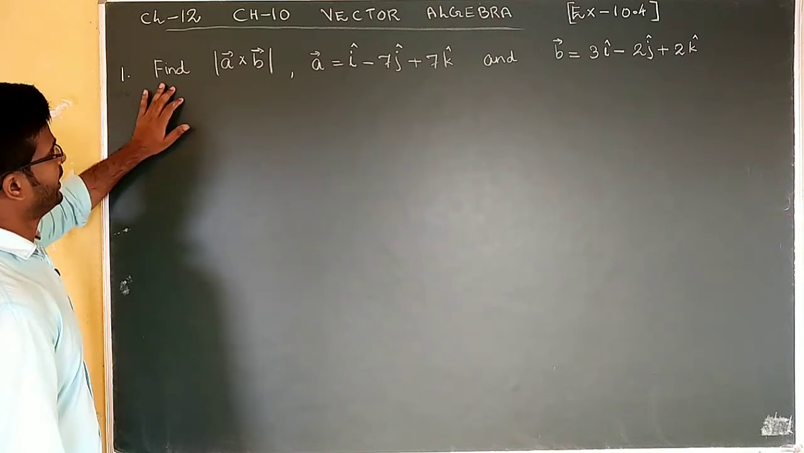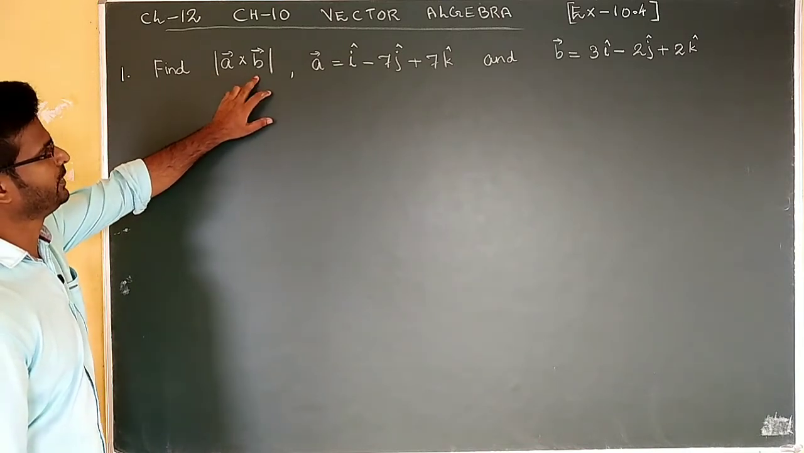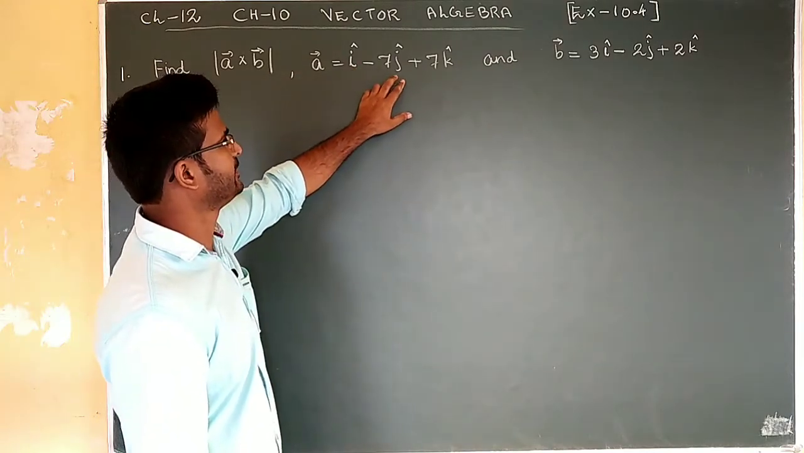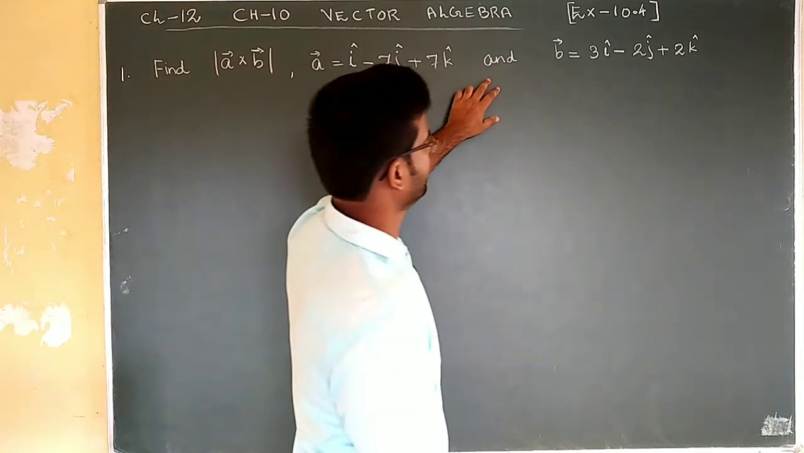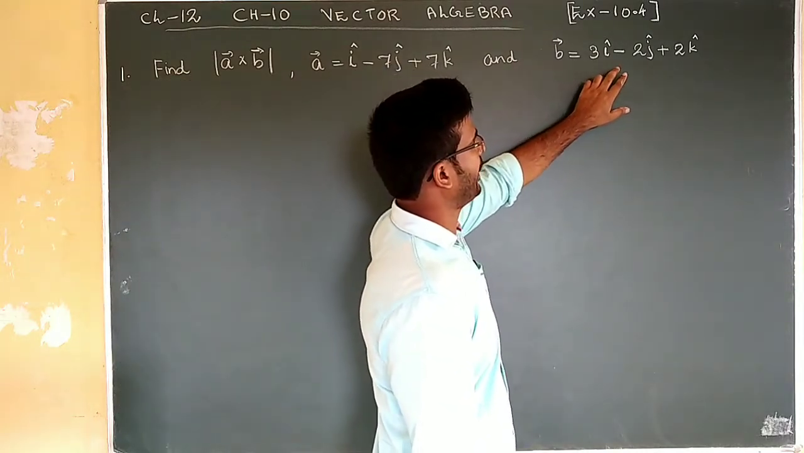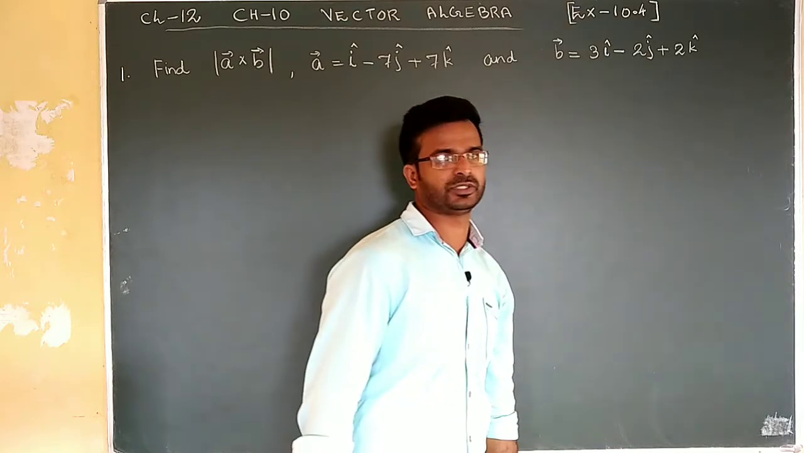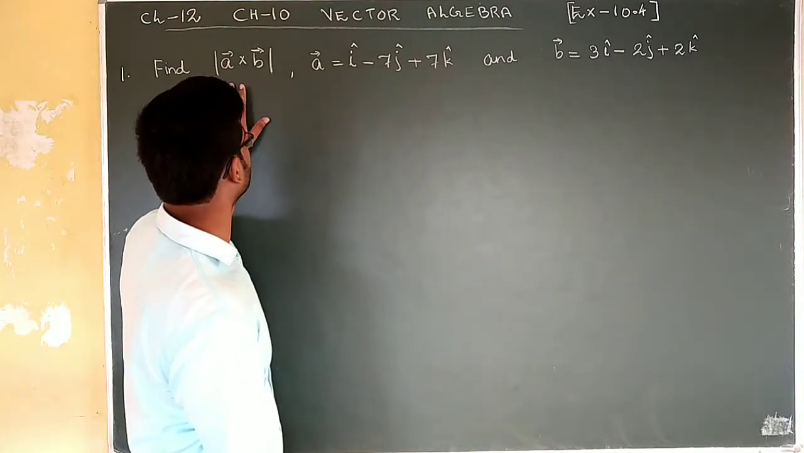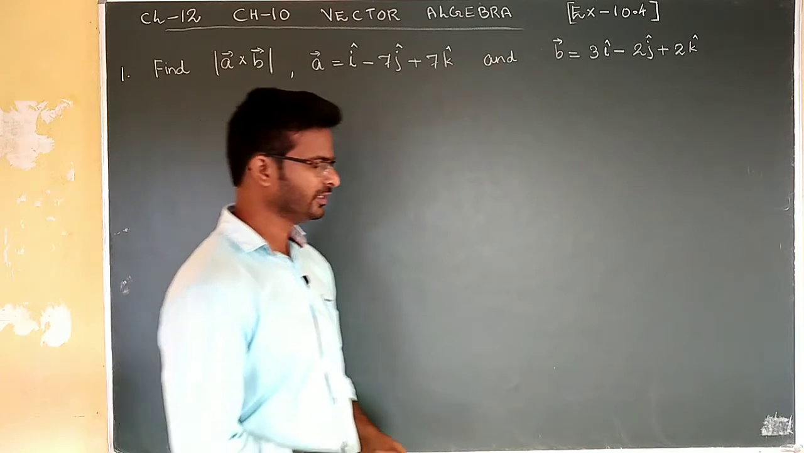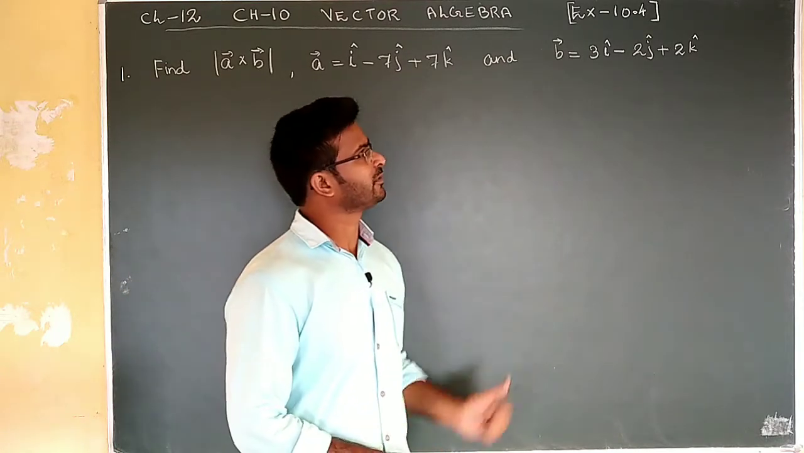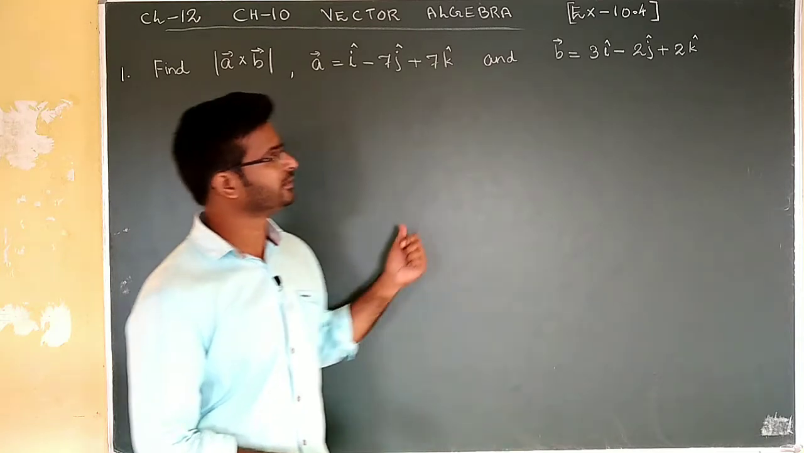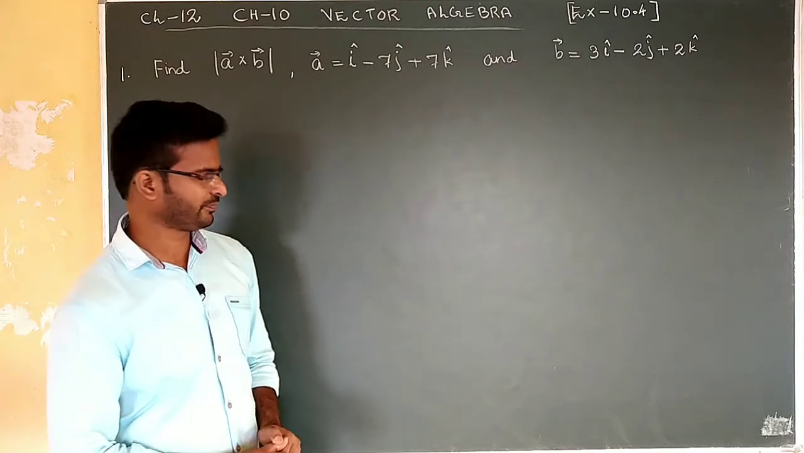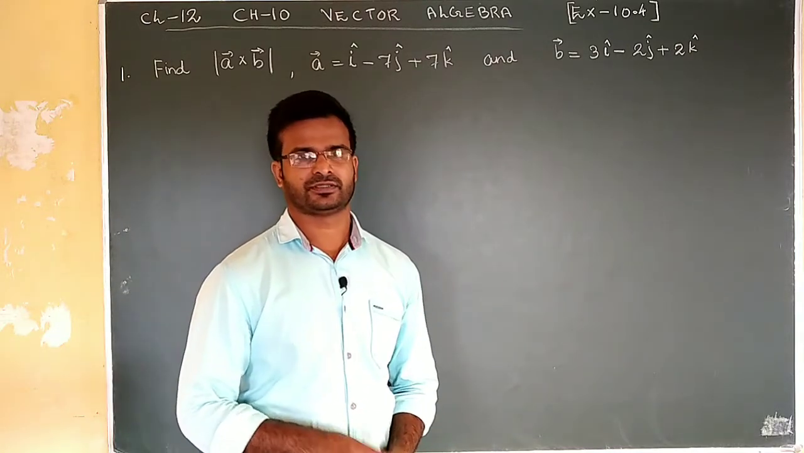Question number 1, find the magnitude of A cross B. Here A vector equals i minus 7j plus 7k and B vector equals 3i minus 2j plus 2k. We have to find the magnitude of A cross B. In the previous video, the introduction of exercise 10.4, we already discussed how to find the cross product. Anyway, here we will use the determinant method.